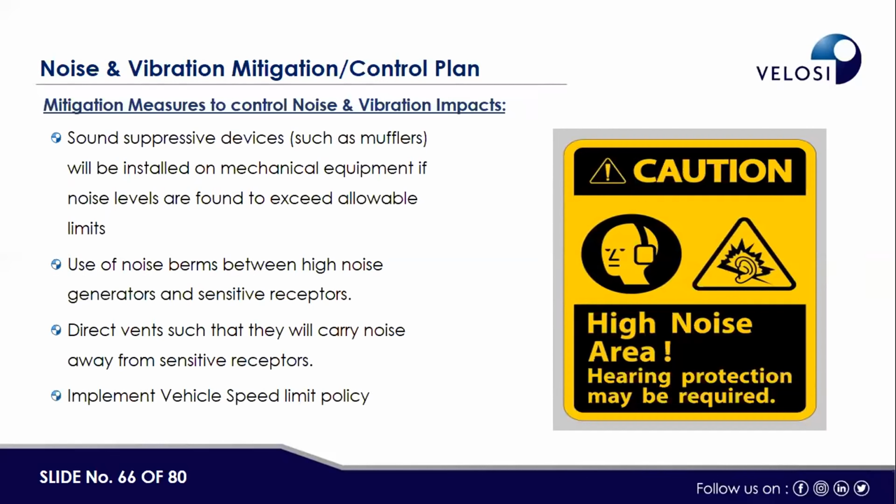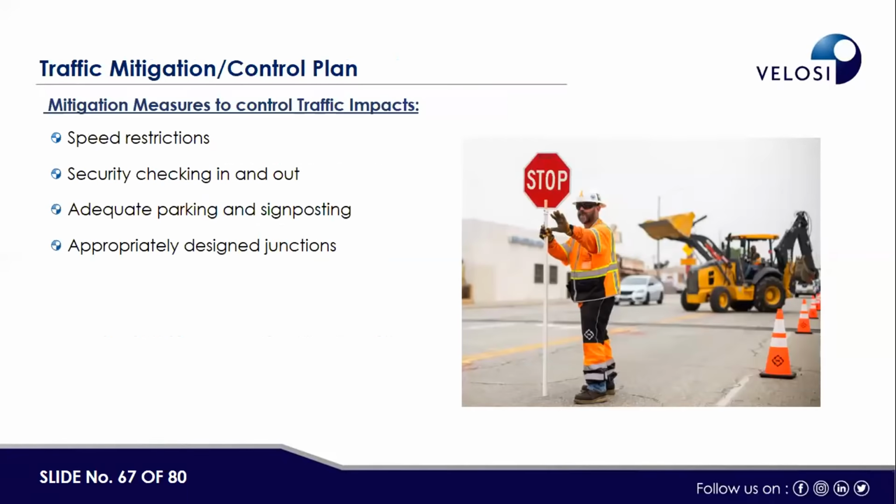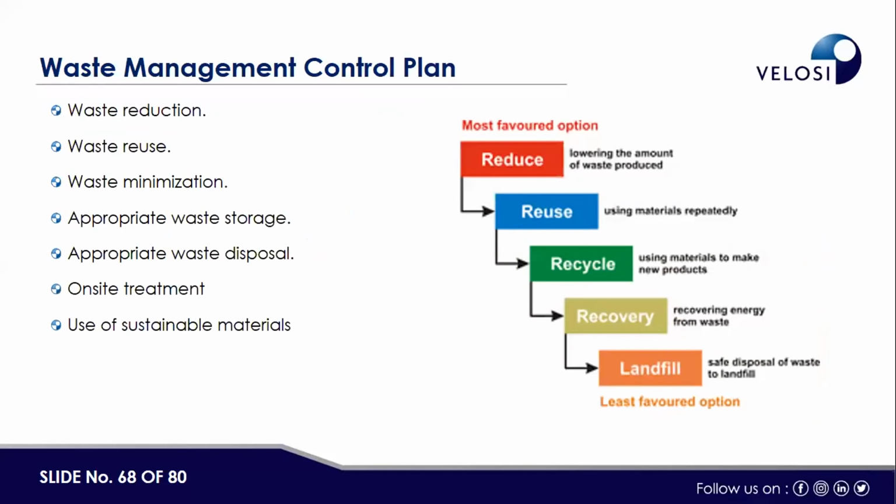Use of noise barriers between high noise generators and the sensitive receptors. Direct the barriers such that they will carry noise away from the sensitive receptors, and implement vehicle speed limit policy. Then the traffic control: speed restriction, security checking in and out, etiquette, parking and signposting, and appropriately designated junctions.